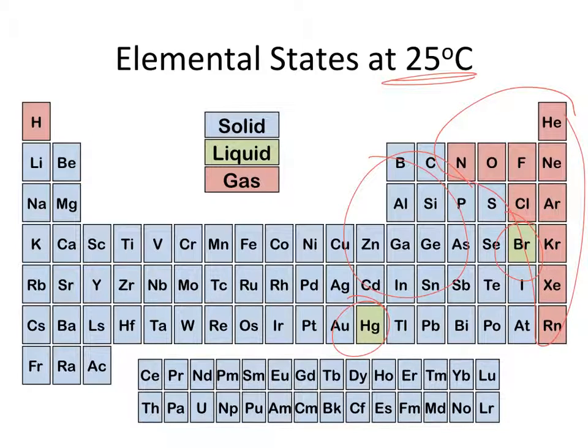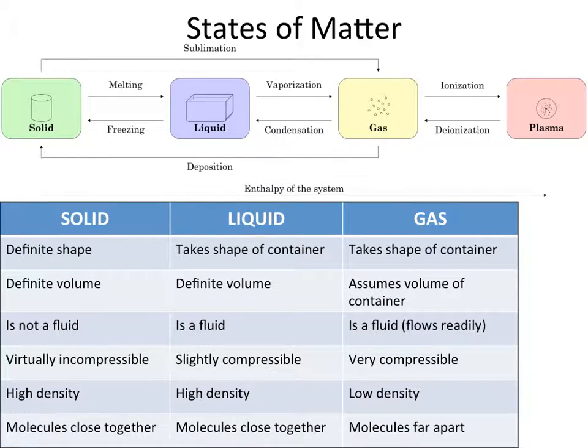So what we're going to be looking at first is the states of matter, and also trying to apply a new theory called the kinetic molecular theory to explain why these different states exist as they do. When we look at the states of matter, we have solid, liquid, gas, plasma, and some other states that we're not going to be looking at right now.